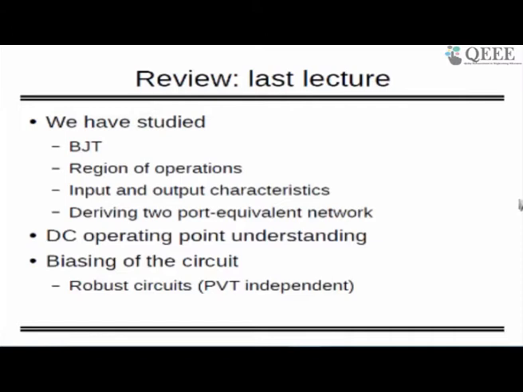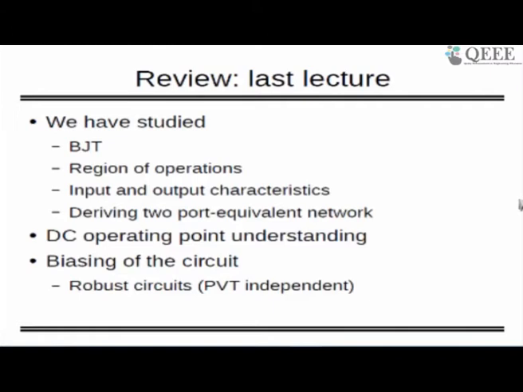So let's review the last lecture, what we have studied. We have studied the bipolar junction transistor at the circuit level, not at the device level. We made the IV characteristic, and from it we found the different regions of operation for a BJT. In that, we found saturation and active modes, and cutoff is when the base-to-emitter and base-to-collector junctions are both reverse biased.